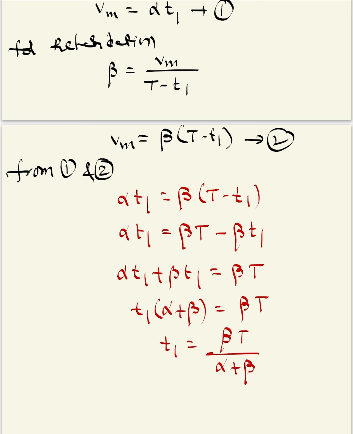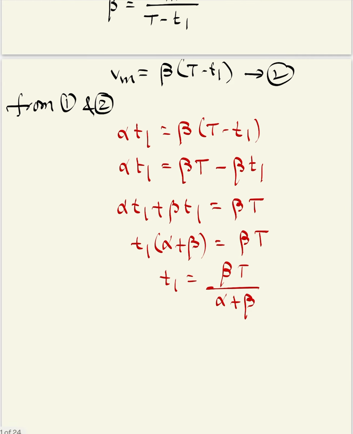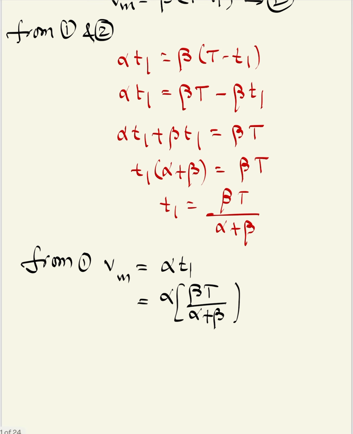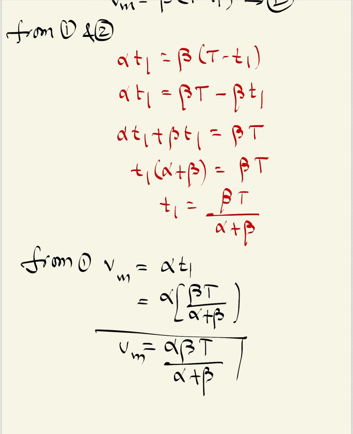Now substitute this t1 value in equation 1 to get the maximum velocity Vm. From 1, Vm equals alpha into t1. So alpha into t1 value, beta t by alpha plus beta. So the final formula is alpha beta t by alpha plus beta. Here Vm is the maximum velocity, alpha is acceleration, beta is retardation, and t is the total interval of time.